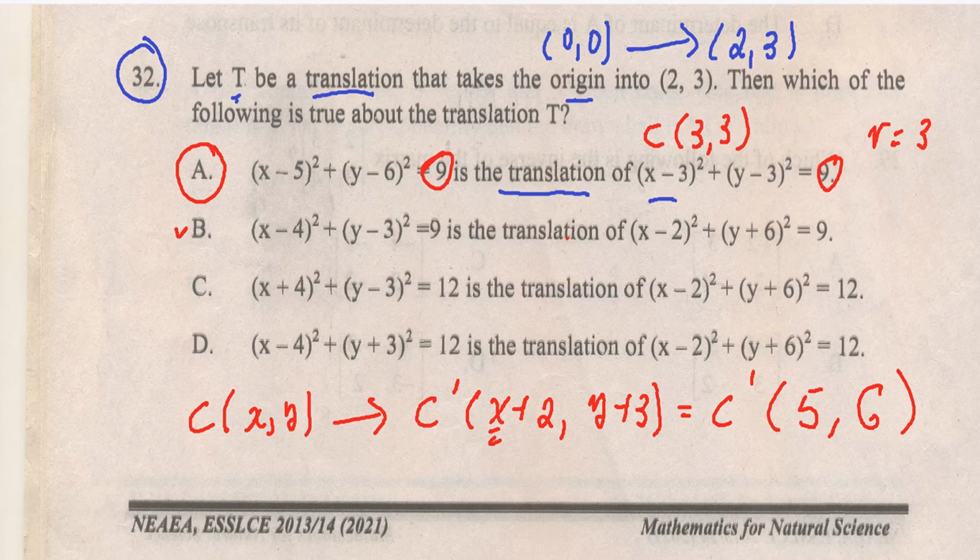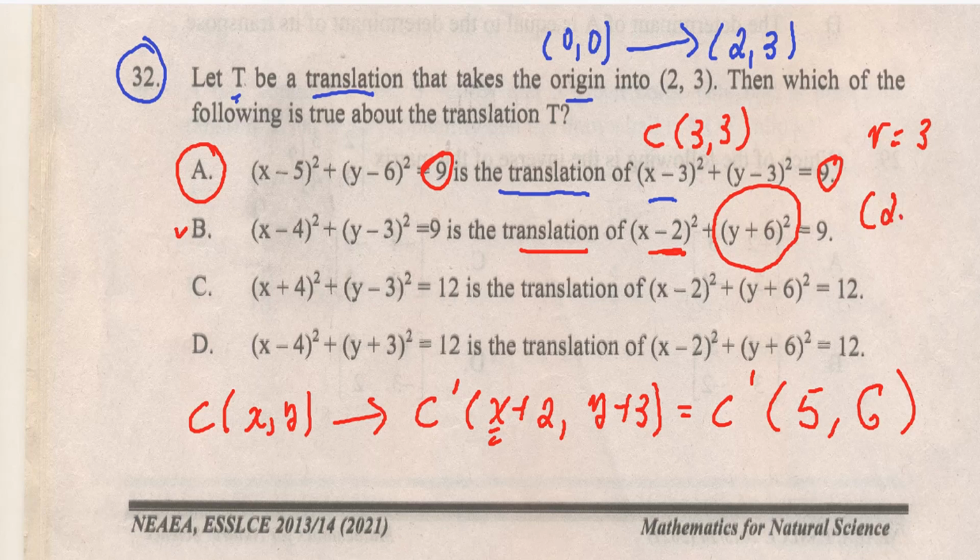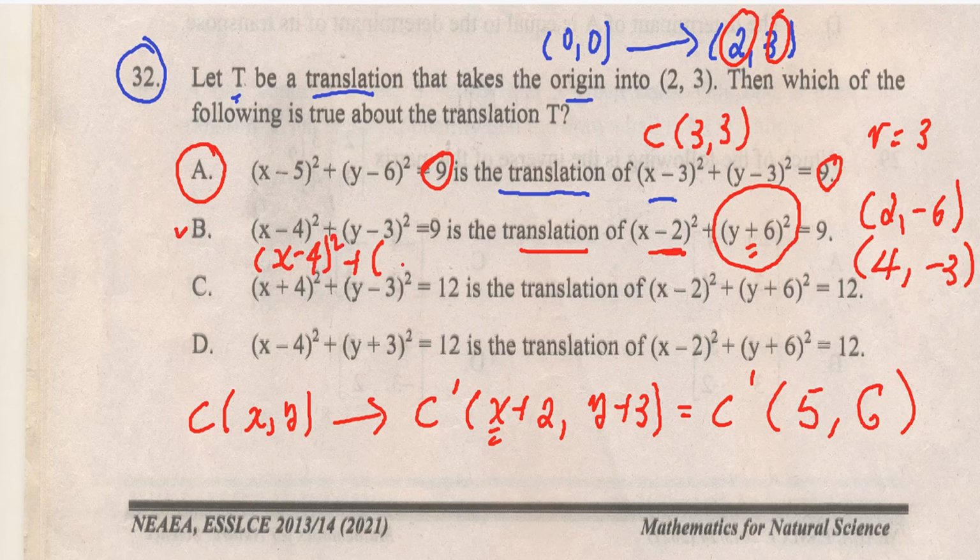Choice B: x minus 4 the whole square plus y minus 3 the whole square is equal to 9 is the translation of the circle given here. You can see here the center of this circle is the point 2 comma 3, and the translation is plus 2, minus 6, so you add these to 2 and 3. 2 plus 2 is 4, 3 plus minus 6 is minus 3. So our circle should be x minus 4 the whole square plus y minus minus 3, which is y plus 3, the whole square is equal to 9.